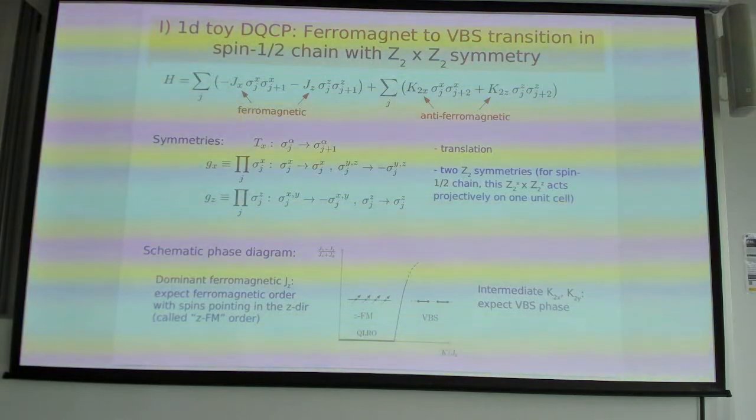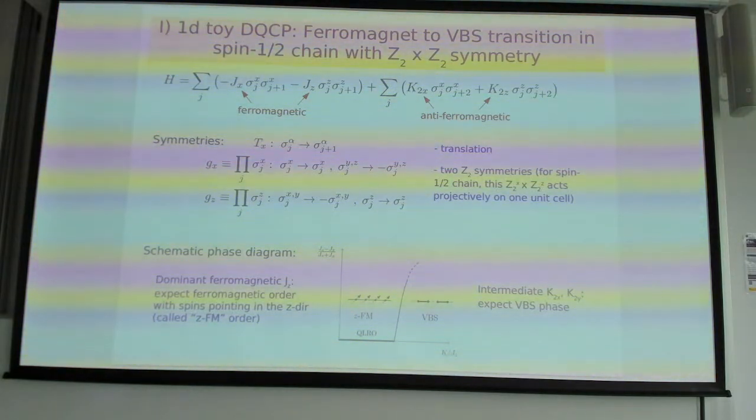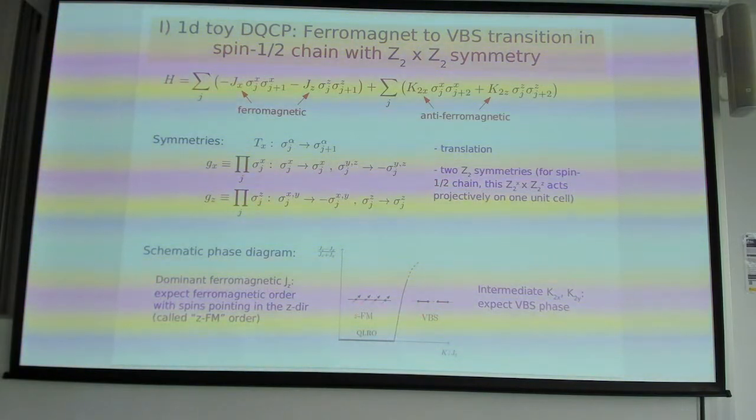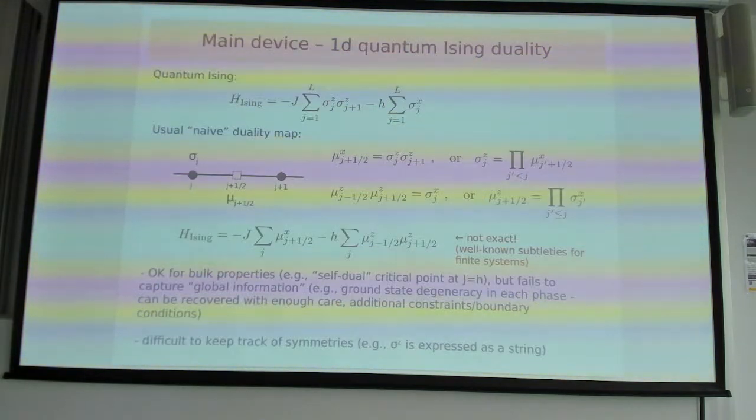So the magnetically ordered phase will be the ZFM for small k, and then at large k it will give way to the valence bond solid, and we hope to realize a continuous transition between these two, a direct transition that is continuous.